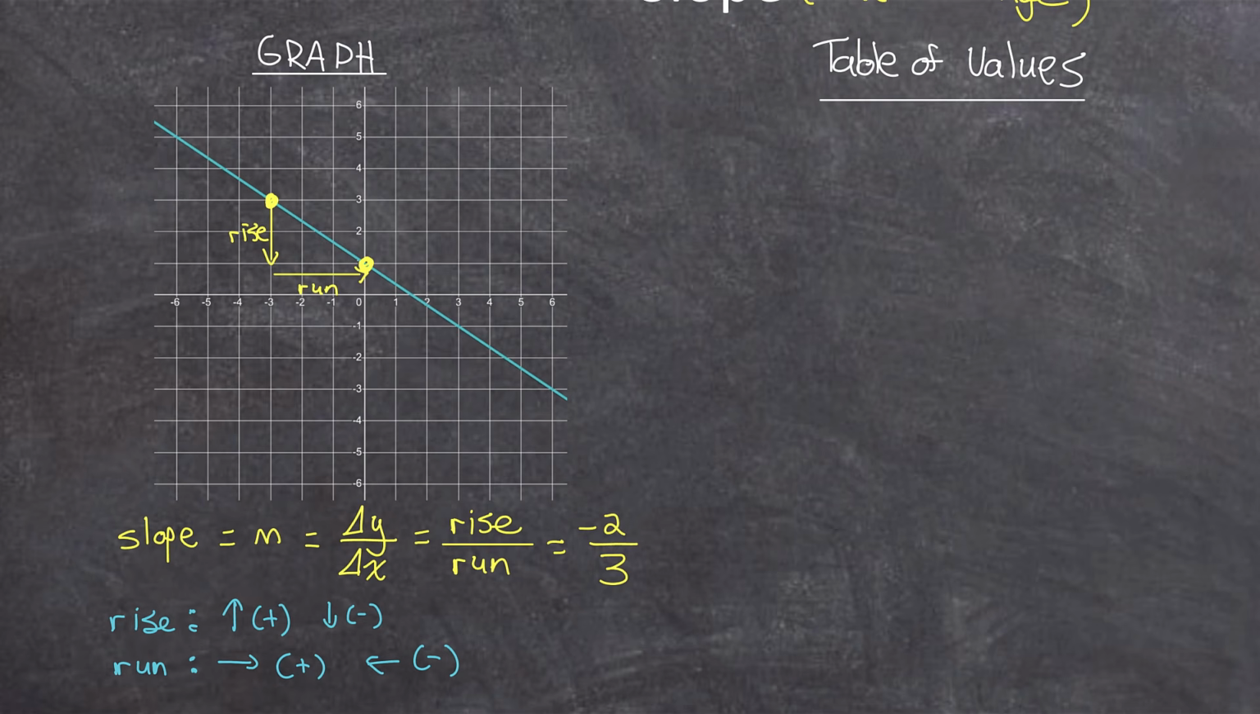Let me demonstrate that to you. What if I picked the same first point, so at -3, 3, but my second point that I picked was way over here at 6, -3.